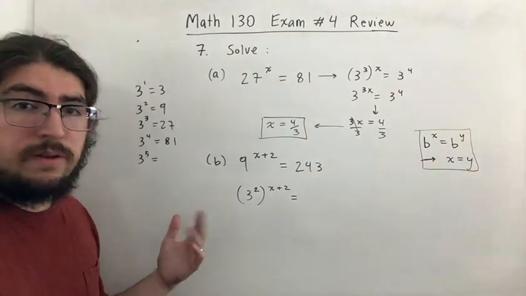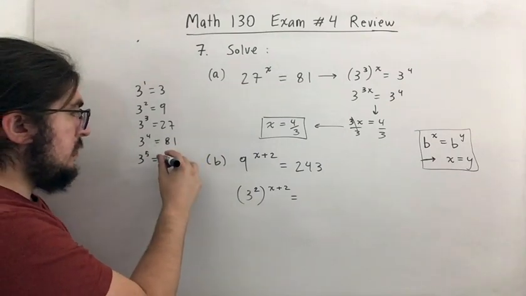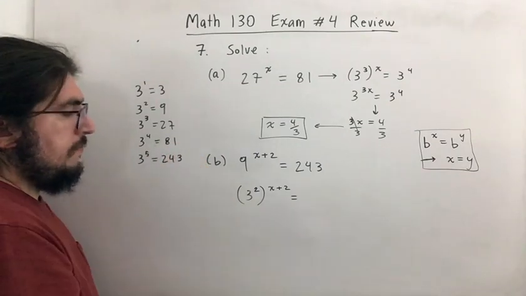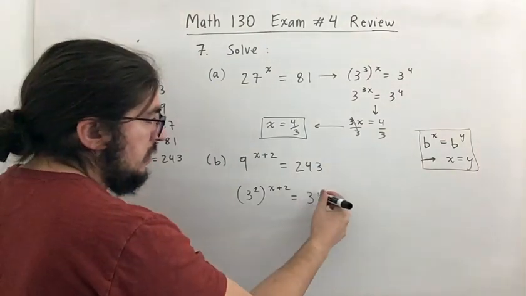8 times 3 is 24. 1 times 3 is 3. So this is 80 plus 1 times 3, so it's 240 plus 3, so it's 243. Kind of using distribution there, but you get the idea. So we can write this as 3 to the fifth.